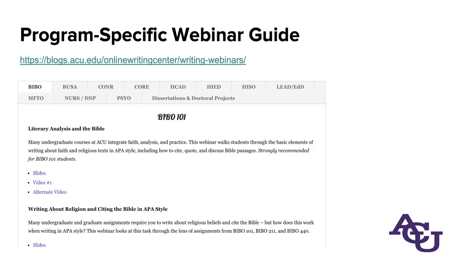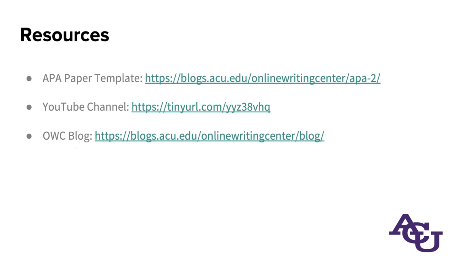One of those things we added, because we have lots and lots of webinars on specific topics, is a program-specific webinar guide. So if you go down to the Online Writing Center website's Writing Webinars page, scroll down a bit, you'll find this tab guide where you can click on the program name and then look at all the webinars that are designed to interface with specific courses and specific assignments. And we'll look at that a little bit more in a moment.